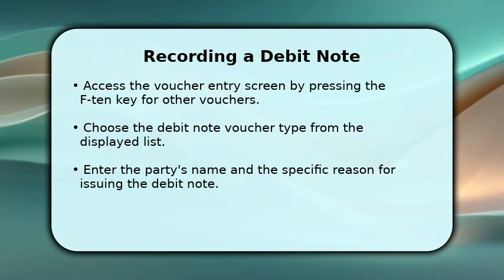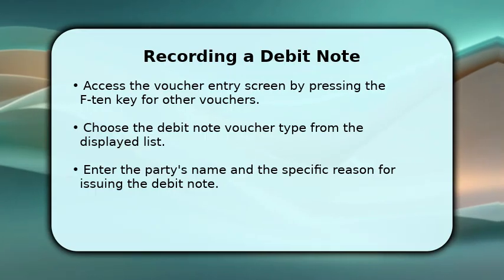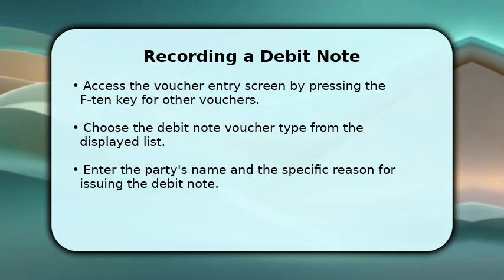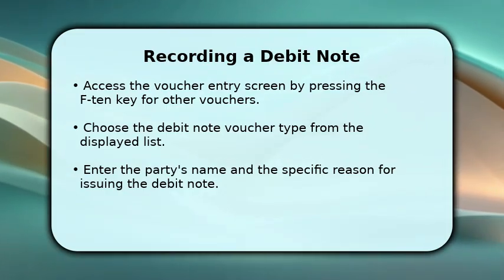Now let's create the debit note. From the gateway of Tally, navigate to Vouchers. Press F10 for other vouchers, and then select Debit Note from the list. You might need to use Alt plus F5 if it's not directly visible.